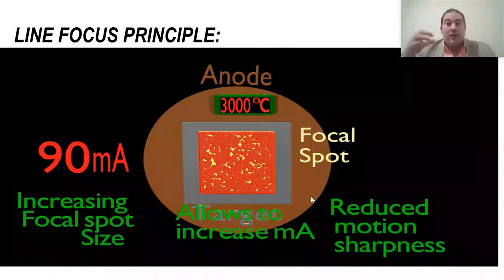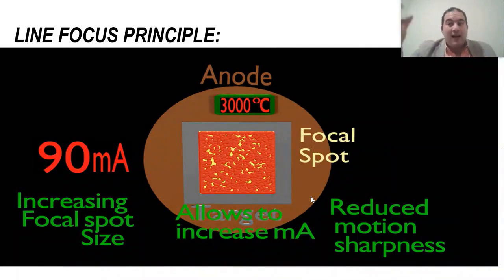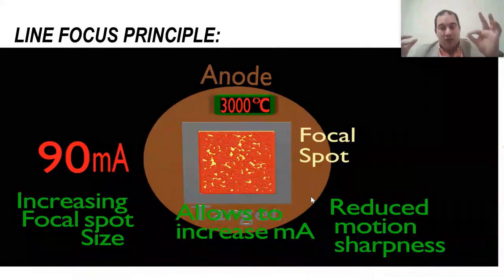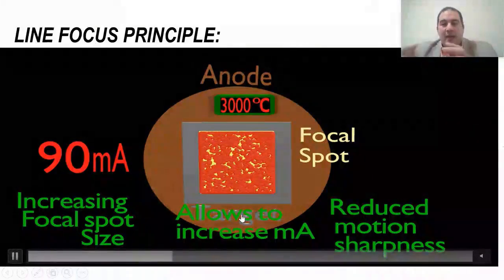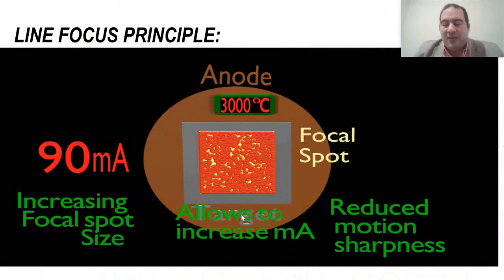So, when you increase the focal spot, you can provide a high milliampere, allowing you to reduce your time. By reducing your time, the patient is less likely to move, which improves the efficiency of your imaging.